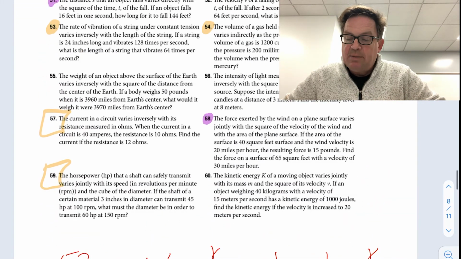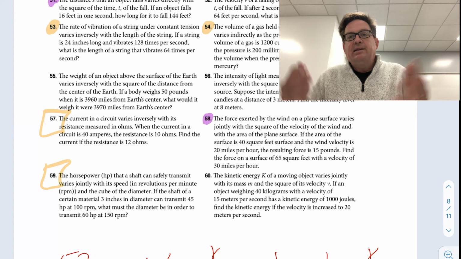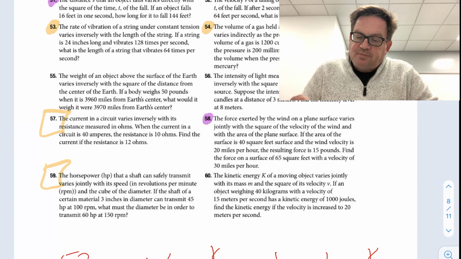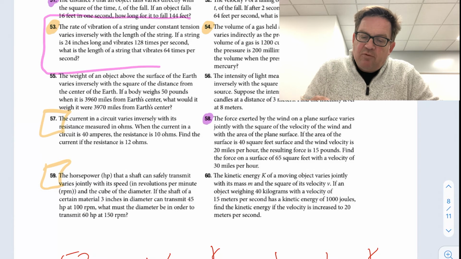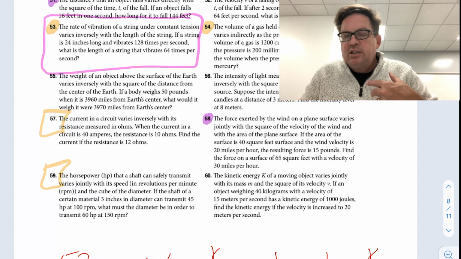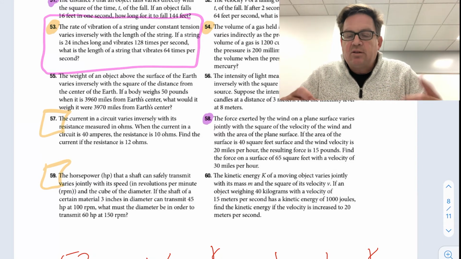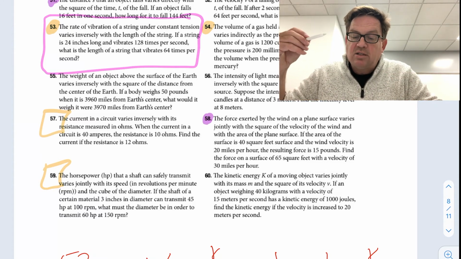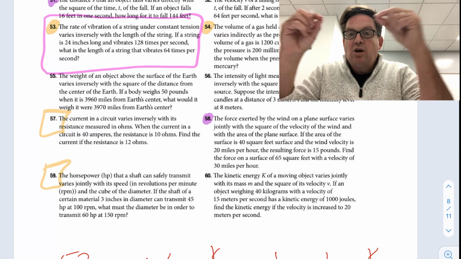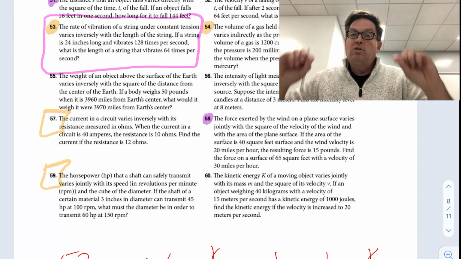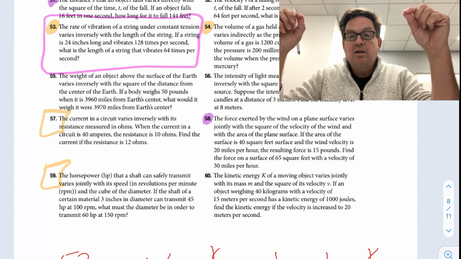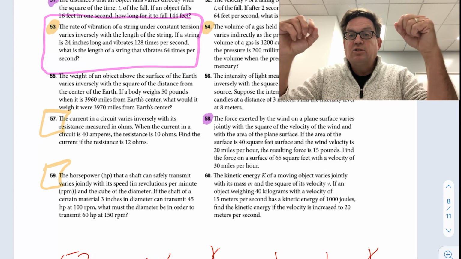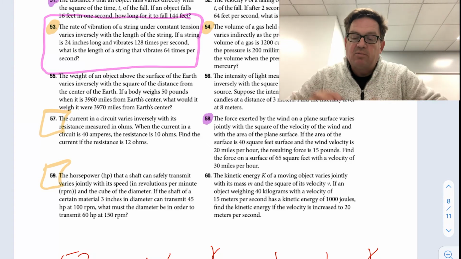Let me give you an example. They have a bunch of real world examples and lots of cases you can talk about. The input varies somehow inversely or directly, or with a square or a square root, or with the length of the string. This case says the vibration of a string under constant tension varies inversely with the length of the string. If it varies inversely, that means a longer string is going to make a lower vibration, and a higher vibration is going to be a shorter string.